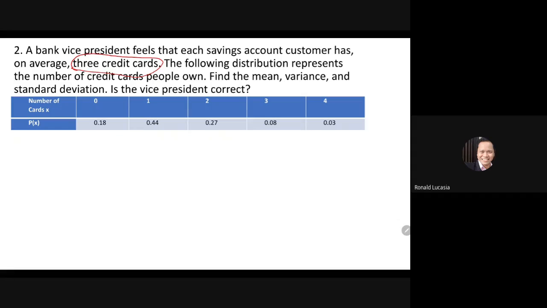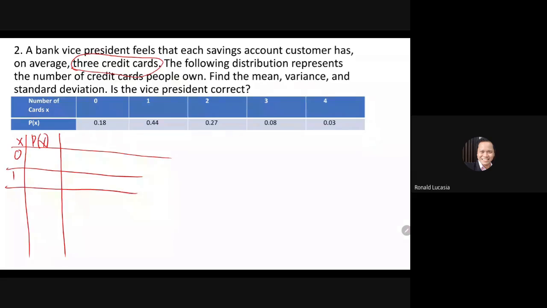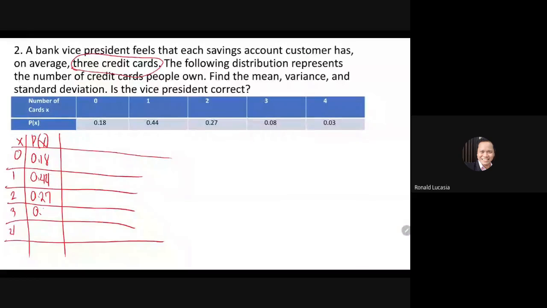kukunin natin yung expected value o yung mean. So x here will be the random variable, the number of cards, and then the probability of the random variable will be, this is 0, 1, 2, 3, 4. 0.18, 0.44, 0.27, 0.08, 0.03. Third column is to multiply the random variable and the probability of the random variable.